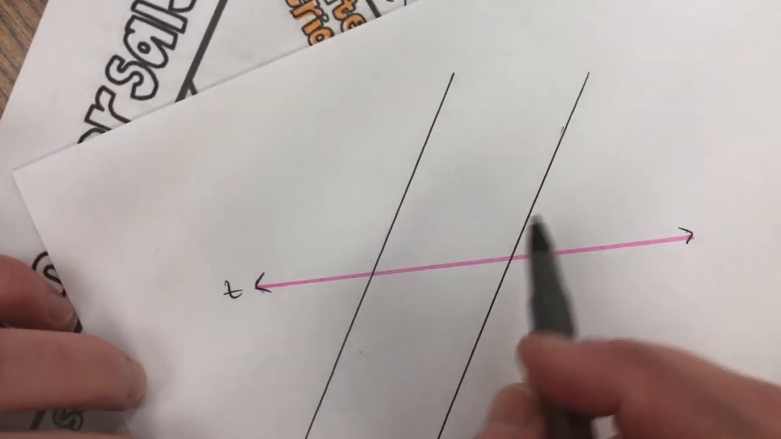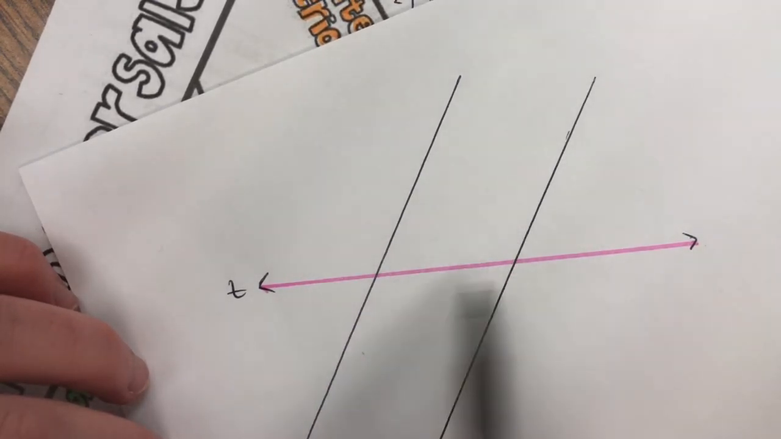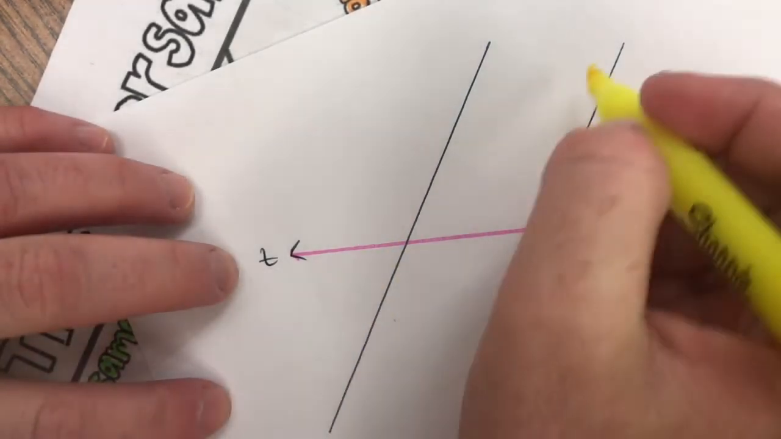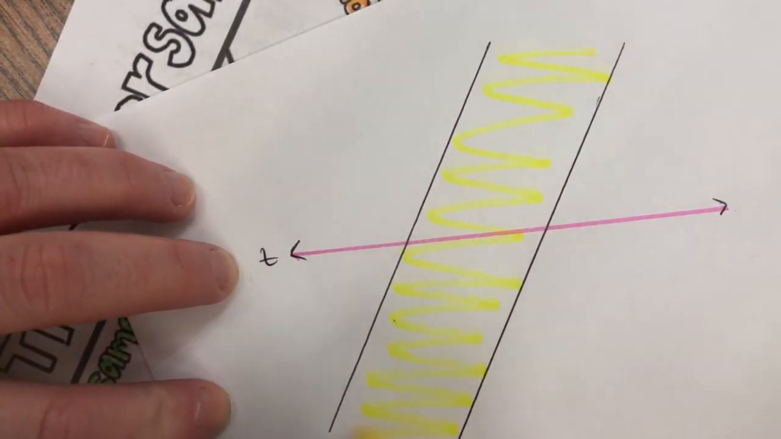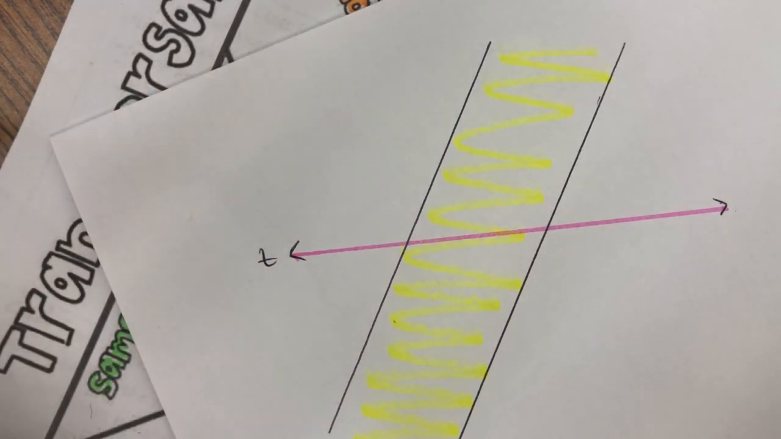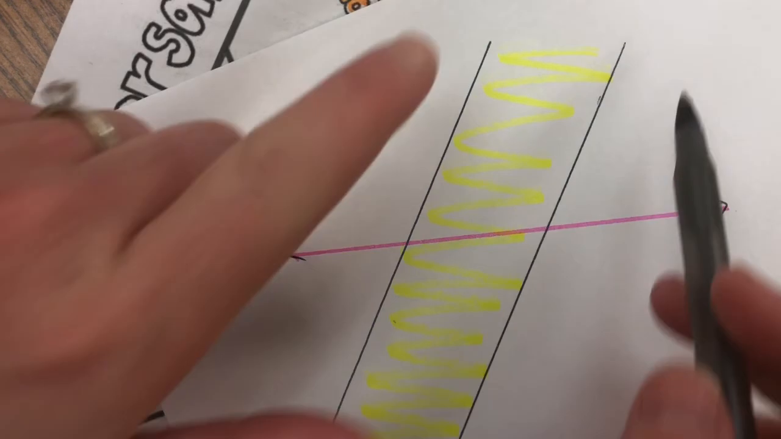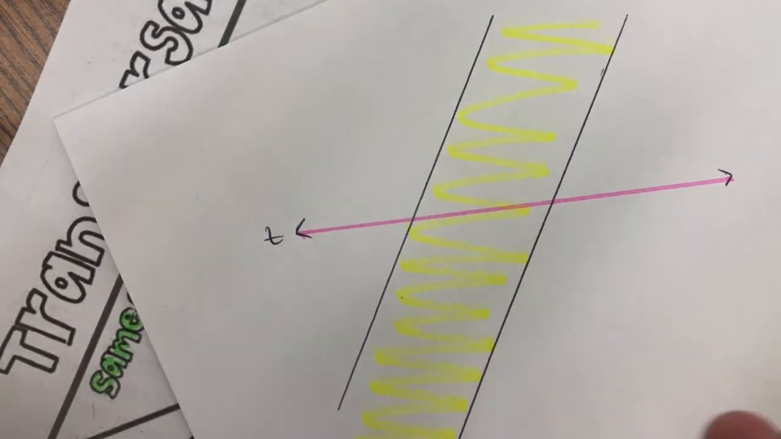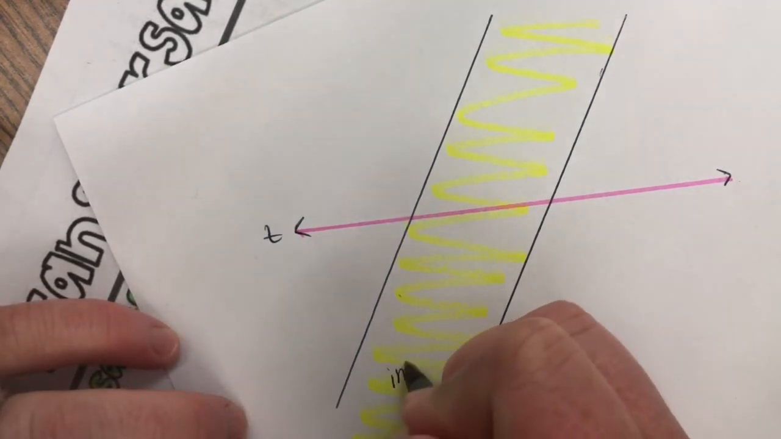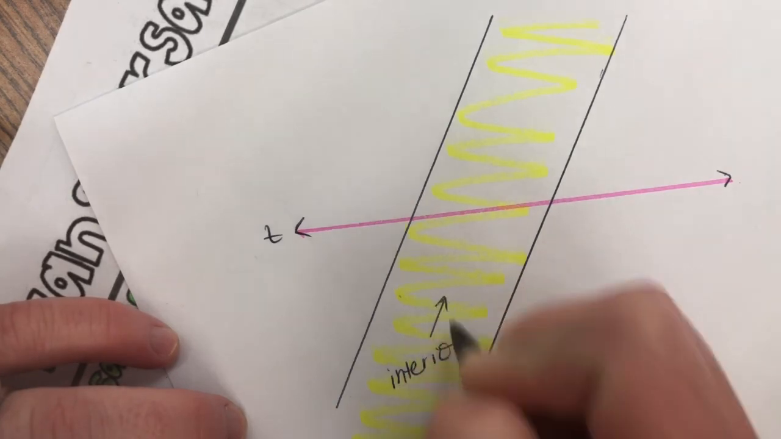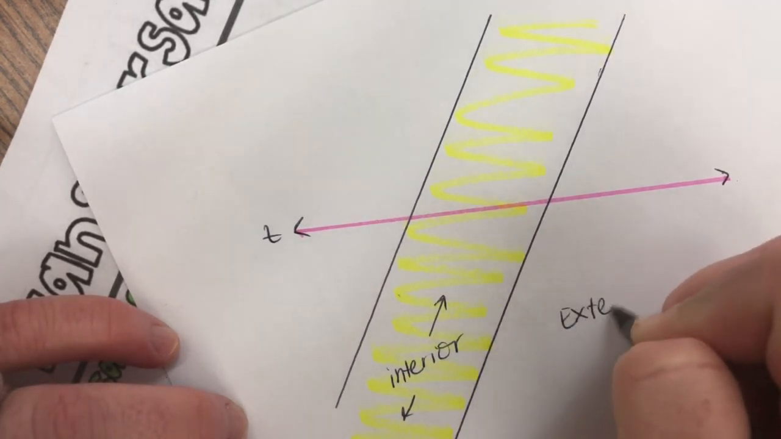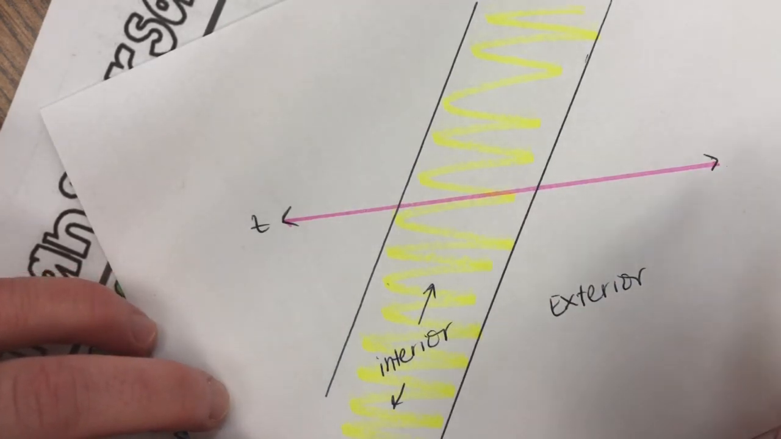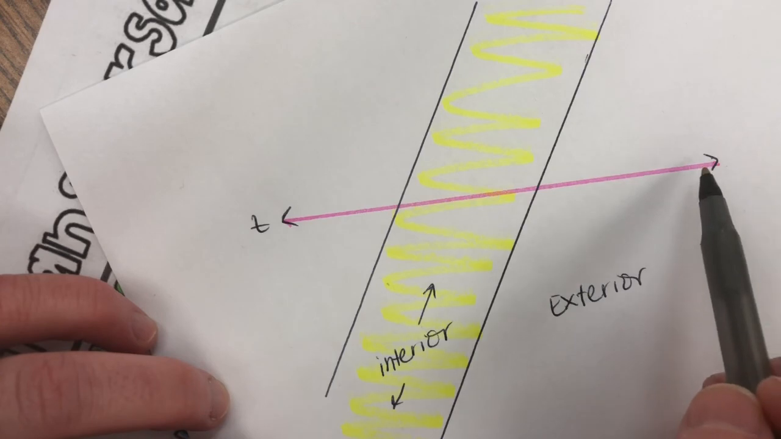All right, so our angle relationships. I want you to think of the area between the two lines as like a tunnel, right? So I'll highlight it in yellow. Everything in between these two lines, we're gonna call that the interior. It's inside, right? It's like in a tunnel, it's interior. Everything not interior is exterior, right? So this is interior, it's between those two lines. Everything else is exterior.